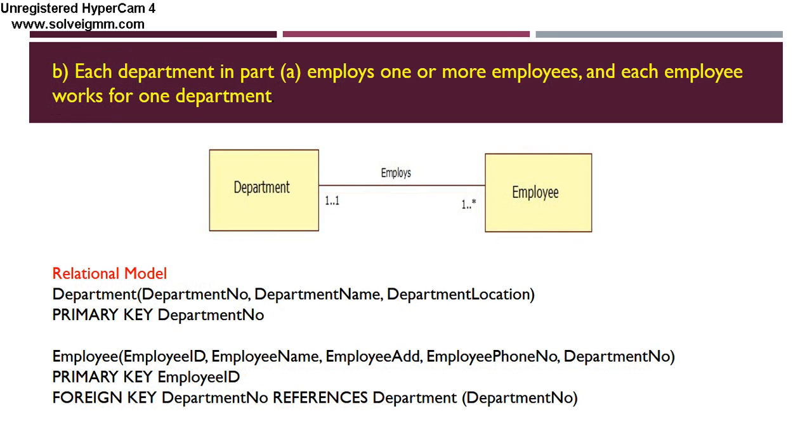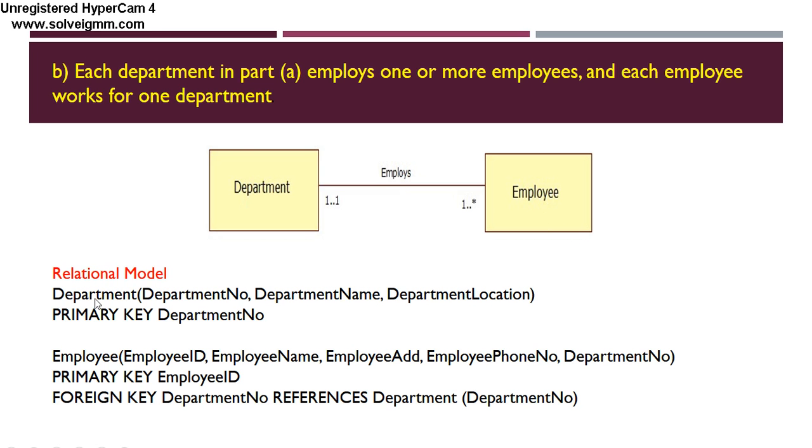And the next question is: each department in part A employs one or more employees, and each employee works for one department. So the entities involved are department and employee. The relationship is employs, and the multiplicity is 1 to many. So the department primary key will be inherited by the employee entity.